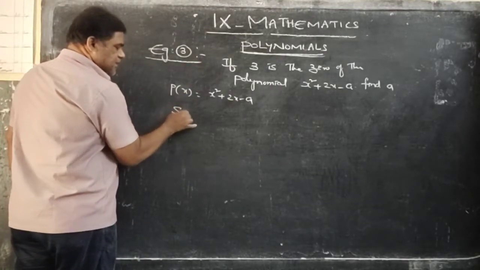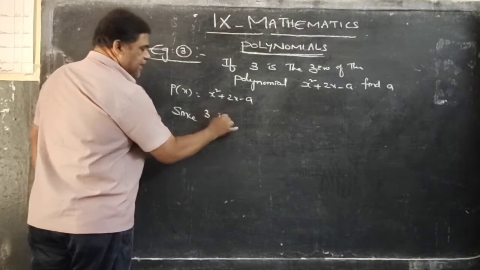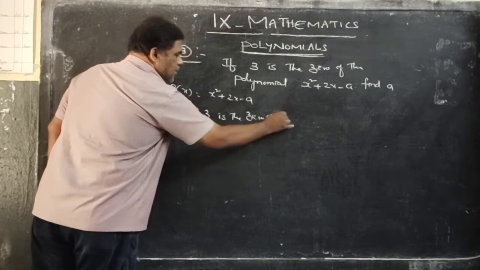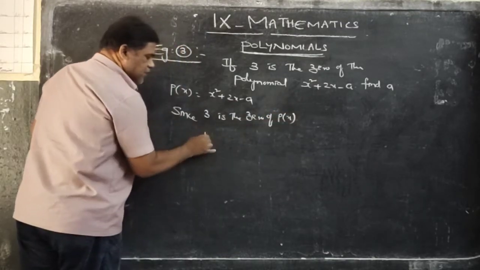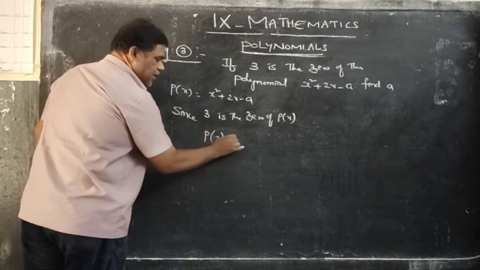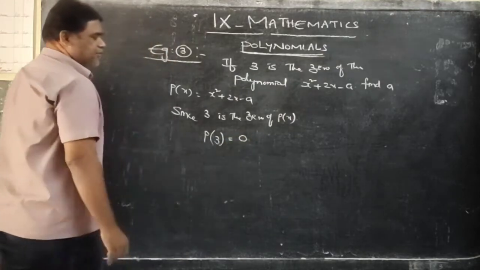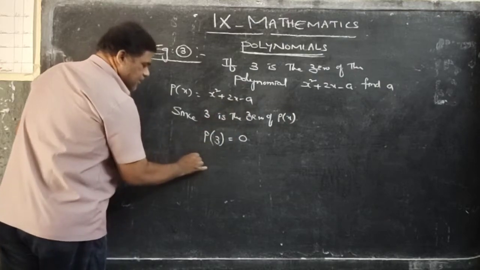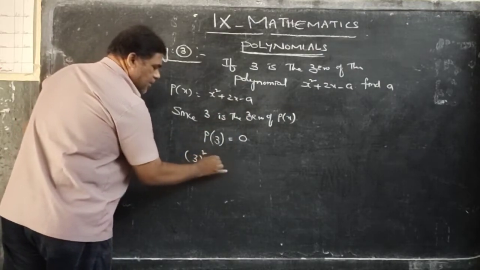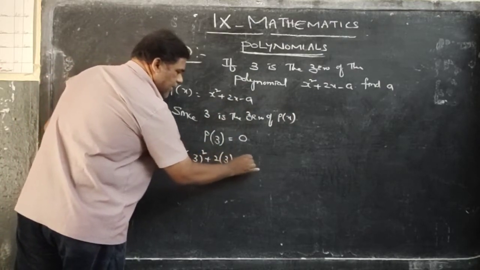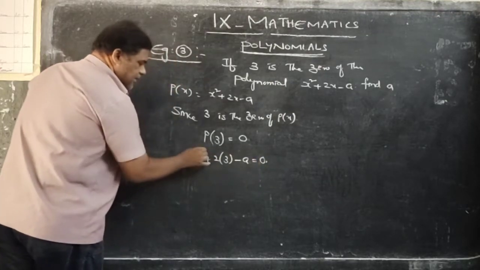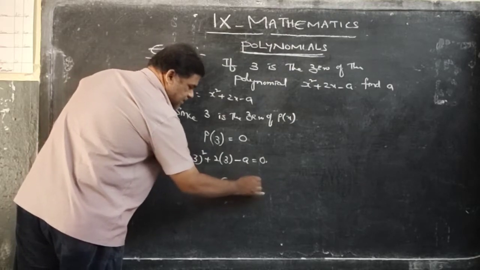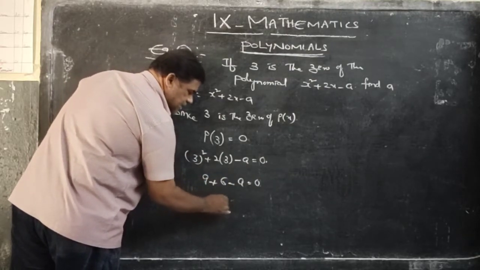So since 3 is the 0 of the polynomial p of x, if you substitute x is equal to 3, you will get the answer 0. That is the definition of 0 of the polynomial. So substitute x is equal to 3 here. So 3 square plus 2 into 3 minus a is 0. 3 square is 9 plus 6 minus a is 0. 9 plus 6 is 15.